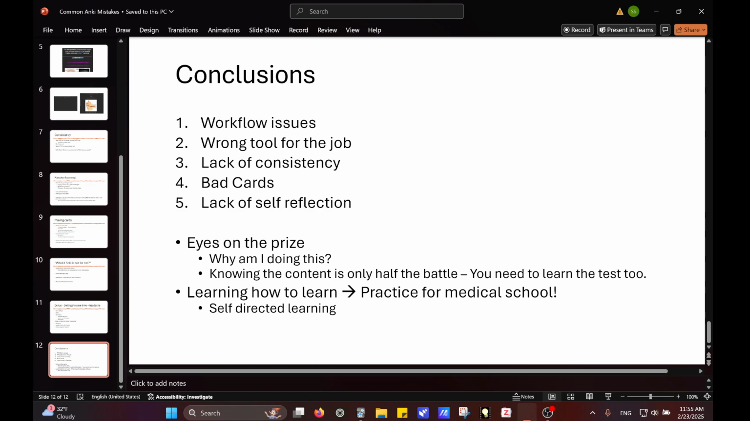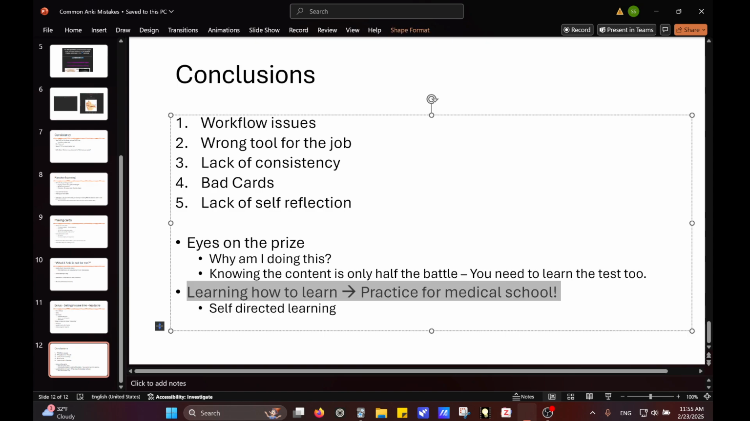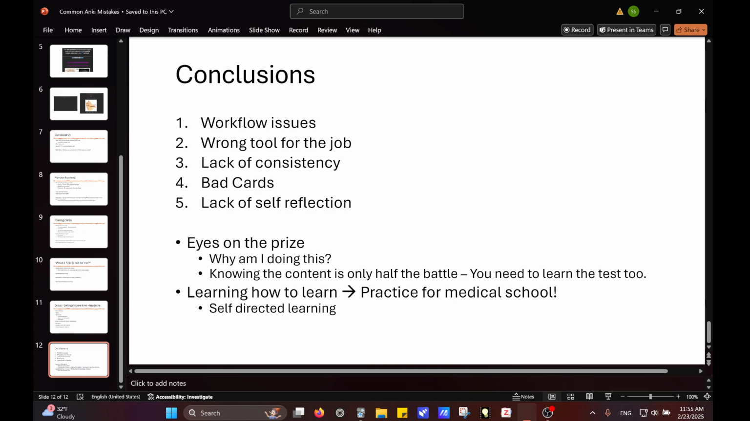Finally, learning how to learn and spending this time now will pay dividends in med school. Because remember, you're going to be self-directed learning for the rest of your life.